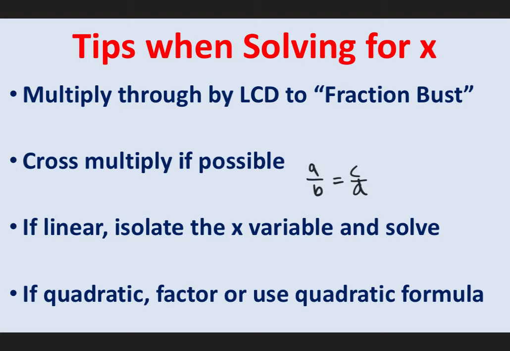And then one other thing we should do is, if it's a linear equation after we do this, we're going to isolate the x variable and solve for it. Or if it's a quadratic, we're either going to use factoring or the quadratic formula to solve. Those are probably our two best options. So really, there are two first steps. You're either going to fraction bust or cross multiply if you can. Then if it's linear, meaning there are no variables squared or anything, you're going to get the x by itself if it's asking to solve for x. Or if it's a quadratic, you're going to use one of the factoring methods or the quadratic formula.